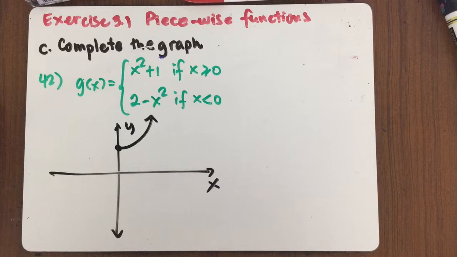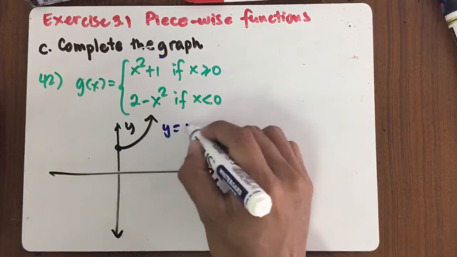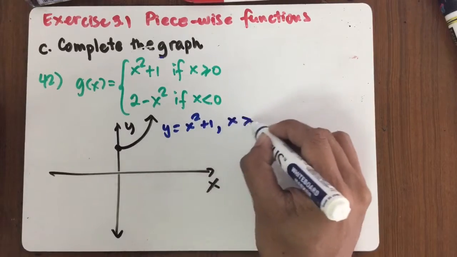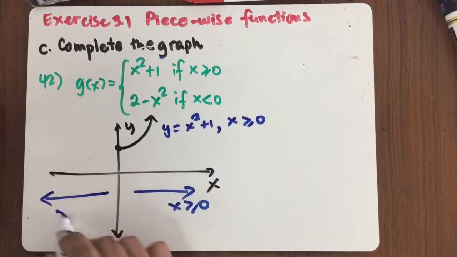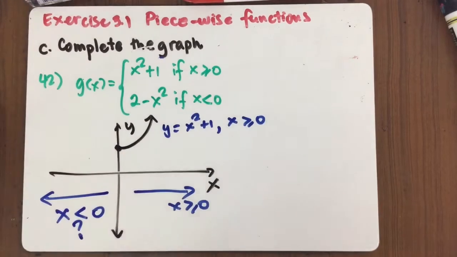Complete the graph. Okay, basahan nga natin. G of x is equal to x squared plus 1 if x is greater than or equal to 0. It is equal to 2 minus x squared if x is less than 0. So this part of the graph corresponds to x squared plus 1. Ano naman or what curve would correspond when x is less than 0?